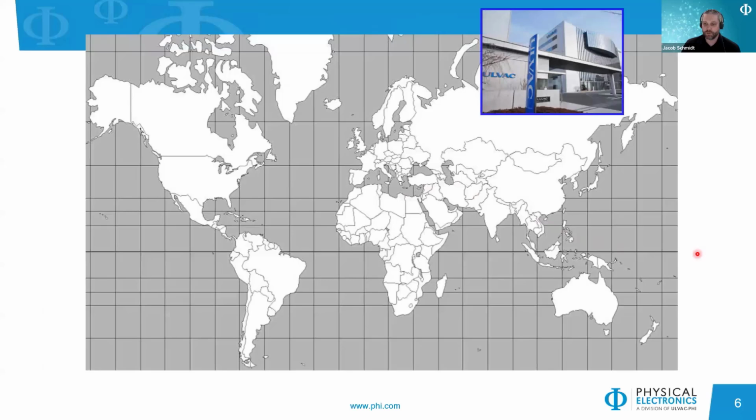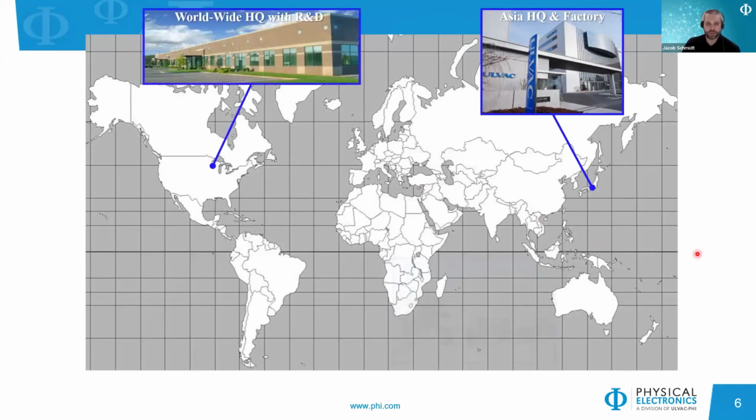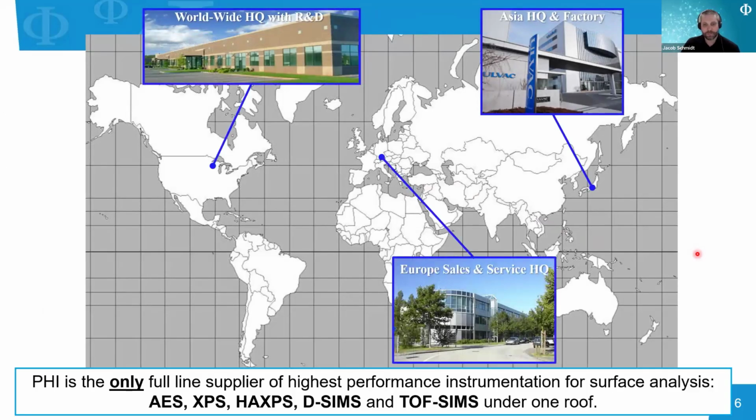Physical Electronics is a worldwide company with headquarters in Japan, Minnesota, and Germany. Phi is the only full-line supplier of high-performance instrumentation for surface analysis. We supply AES, XPS, HAXPS, DSIMS, and TOF-SIMS instrumentation all under one roof.